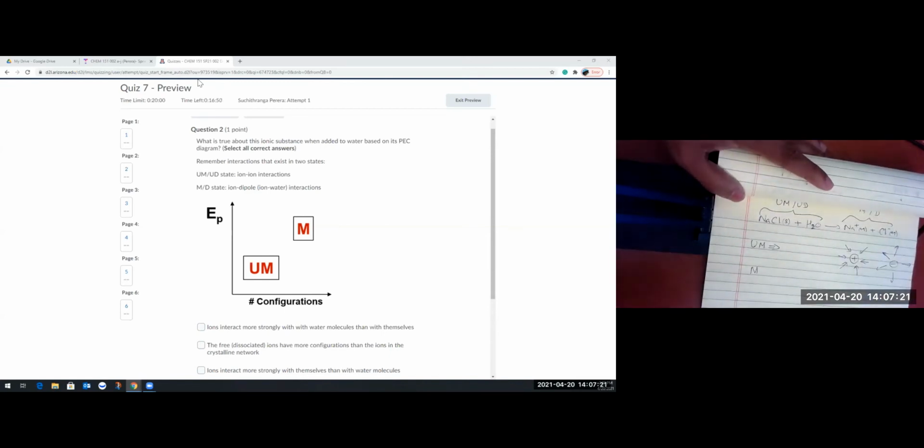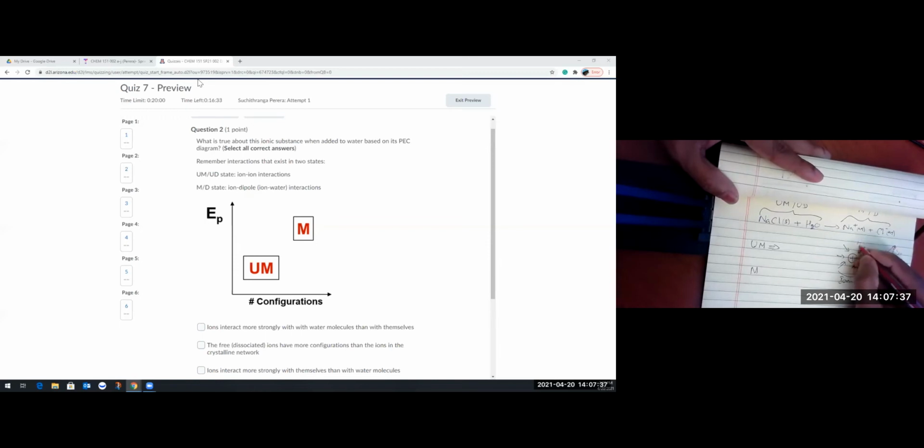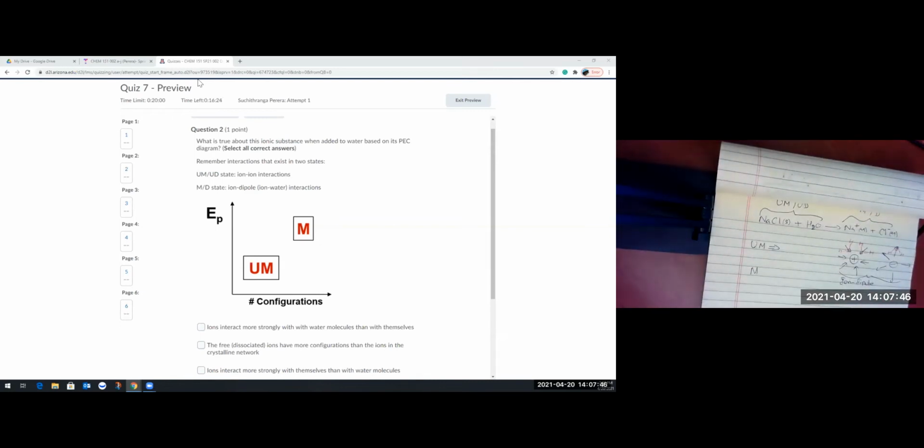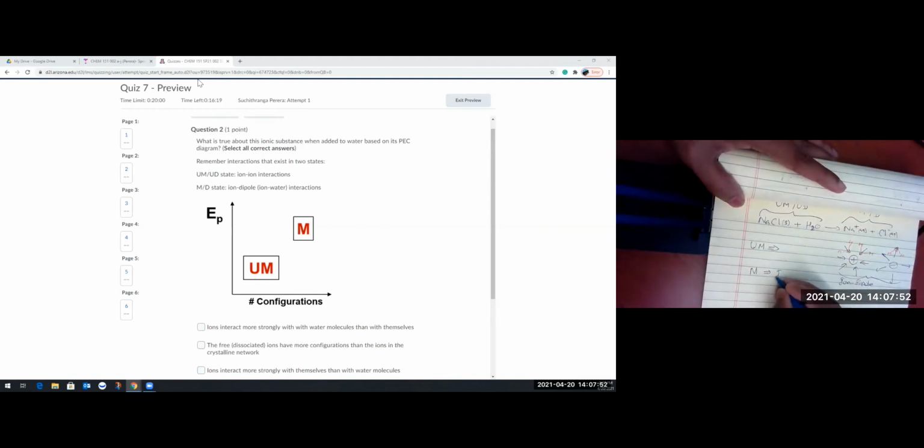So what is happening here is we have ion-dipole interactions in the mixed state. I did not draw the water molecules, but you know that here they're supposed to be water molecules. You can draw the rest. So these are the dipole moments of the water molecules, which I haven't drawn. Anyway, we have ion-dipole interactions in the mixed state. Ions interacting with water: ion-dipole, ion-water, or ion-solvent interactions. This is what we have in the mixed state.